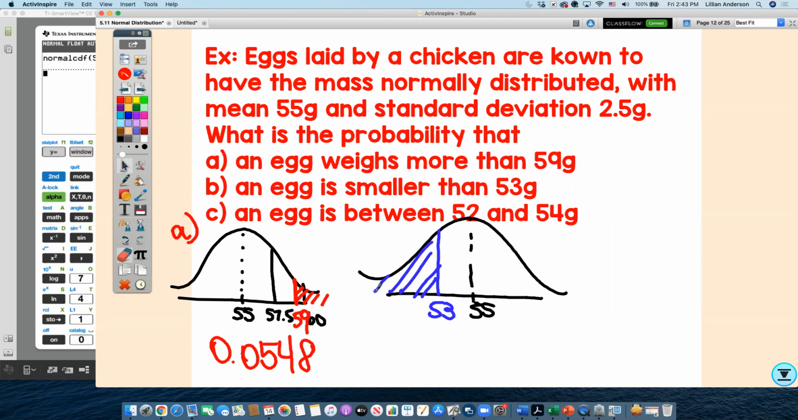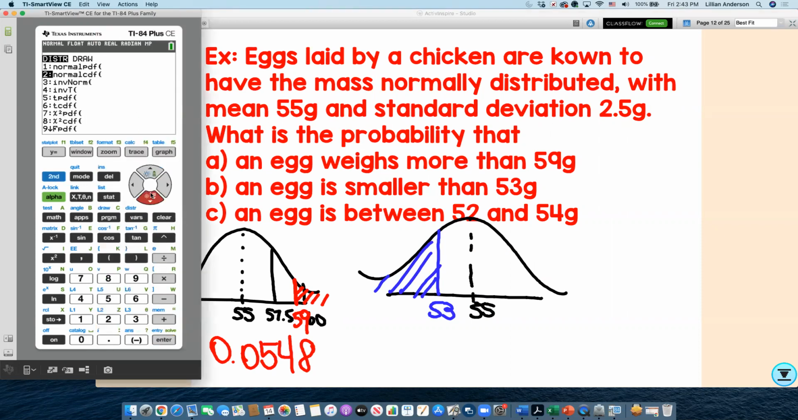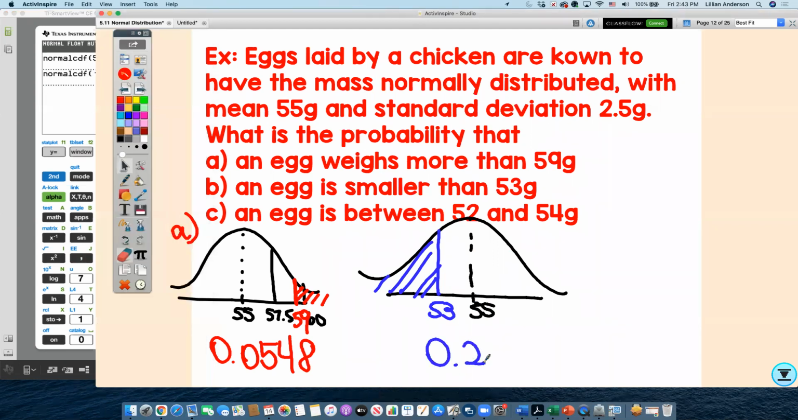Okay, I'm going to use normal CDF again. What's my lower limit? Negative infinity. Upper? And my mean and standard deviation stay the same, right? Yes. Did you guys get this? Yes. So 0.212.